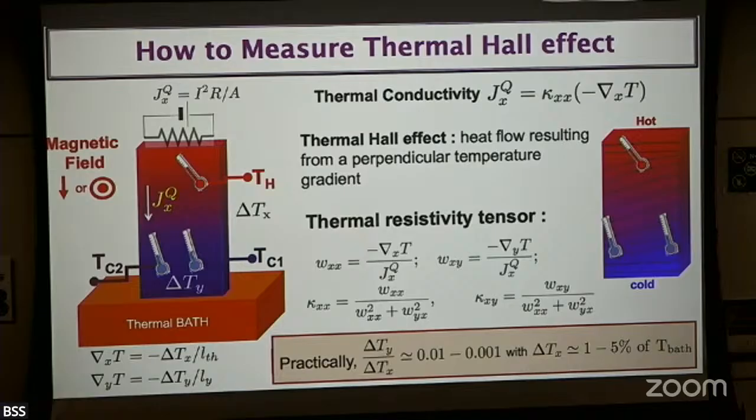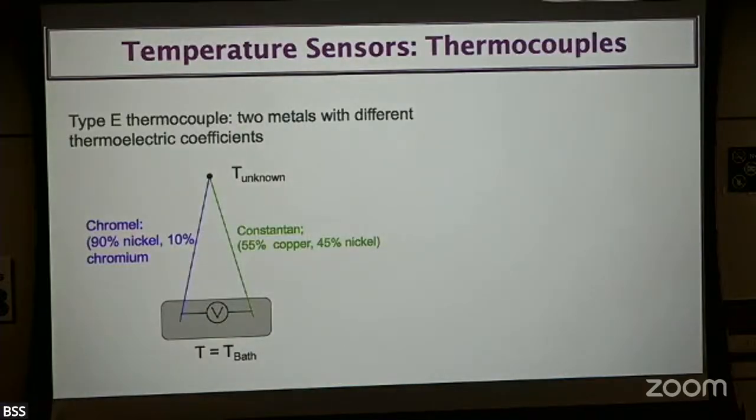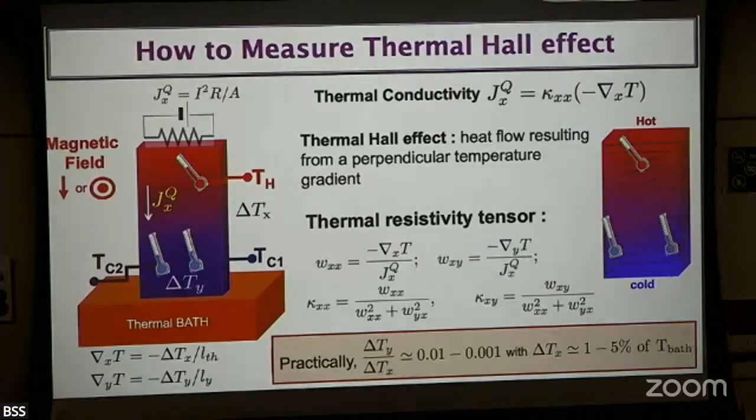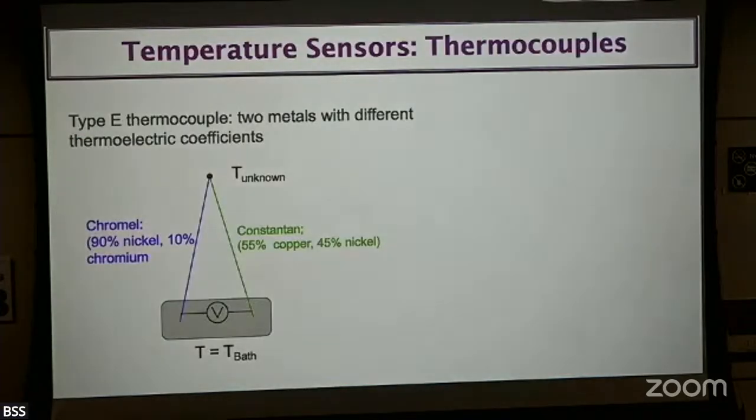Okay. All right. With all this, all we're measuring is temperature, delta Tx, delta Ty. So what kind of sensor are we using? There are two sensors. One is a thermocouple. I'll just say type E. Type E particularly comes from two materials. One is chromel, which is about 90% nickel, 10% chromium. The other one is constantan, 55% copper and 45% nickel.